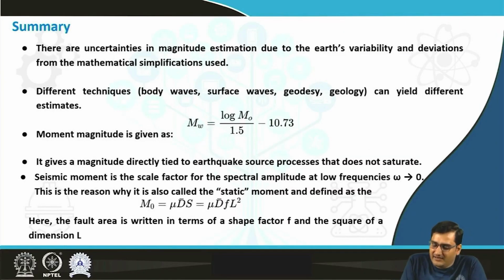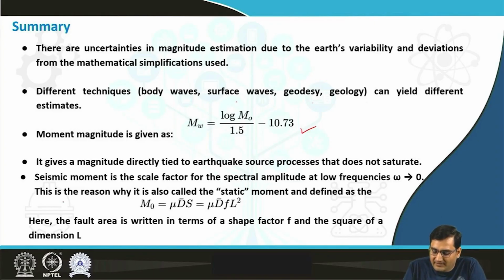There are uncertainties in magnitude estimation due to the Earth's variability and deviations from the mathematical simplifications used. Different techniques such as body waves, surface waves, geodesy, and geology can yield different estimates. Moment magnitude is given as Mw is equal to log M0 divided by 1.5 minus 10.73. It gives a magnitude directly tied to earthquake source processes that does not saturate.